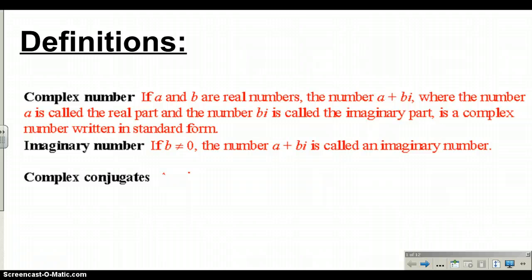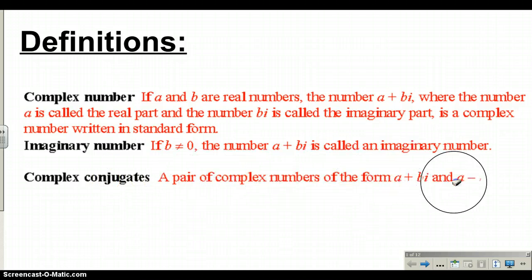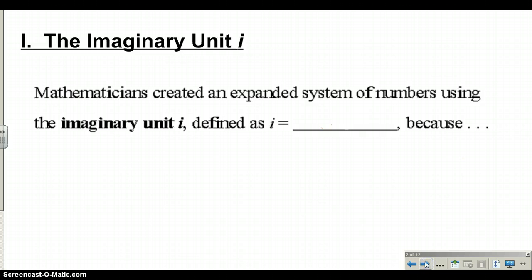An imaginary number is that bi part of a plus bi. So if b is a number, let's say b is 4, 4i would be the imaginary number. We also are going to take a look at complex conjugates: if you have a complex number a plus bi, then its conjugate is a minus bi. So let's get started into our actual notes.